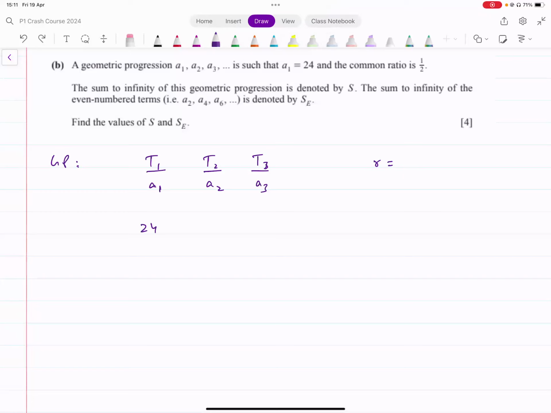Can we write down the next two terms using this? If the ratio is 1/2, 24 into 1/2, that will be 12. 12 into 1/2, that will be 6. So these are the first three terms that we're given.